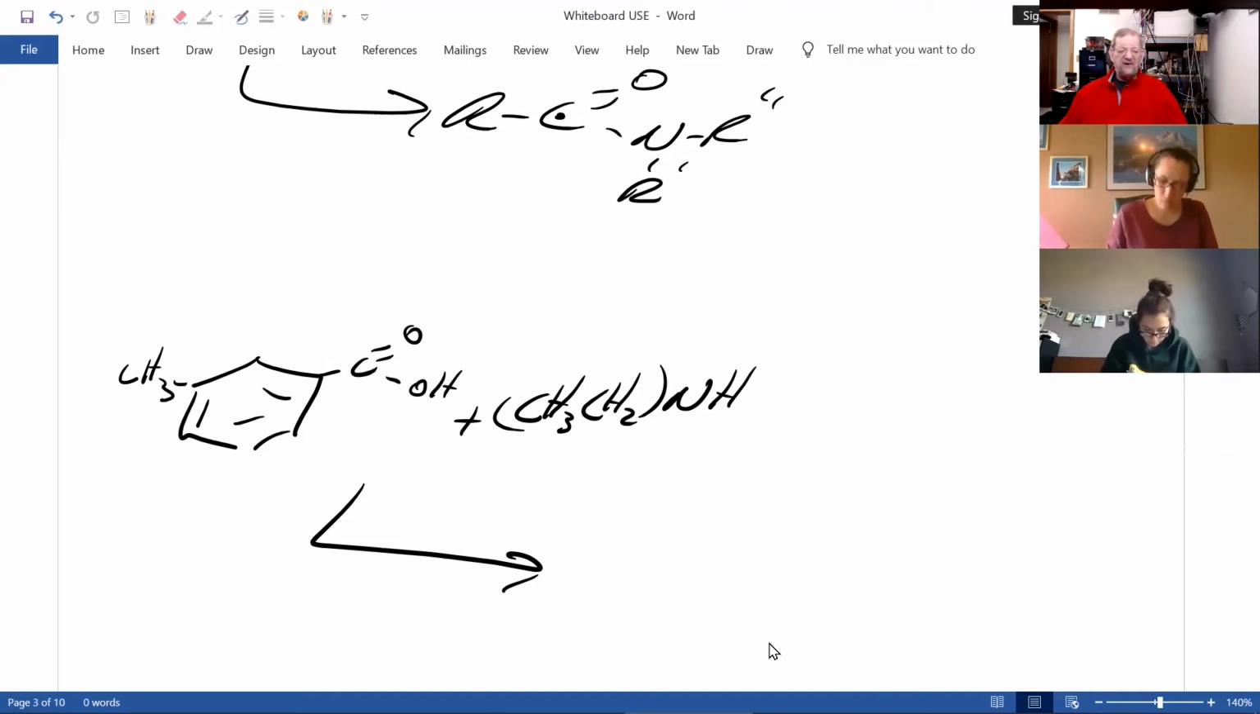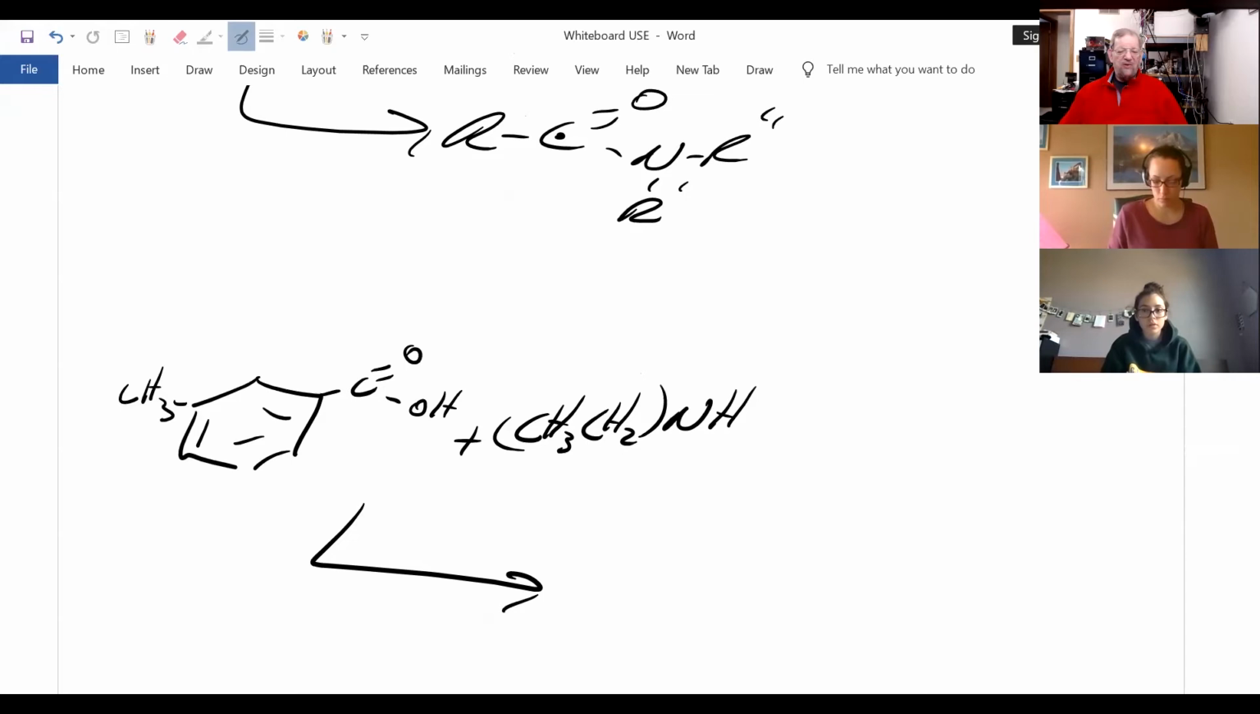Oh, I should have pointed out that, will this compound react with the benzene ring? The answer is no.